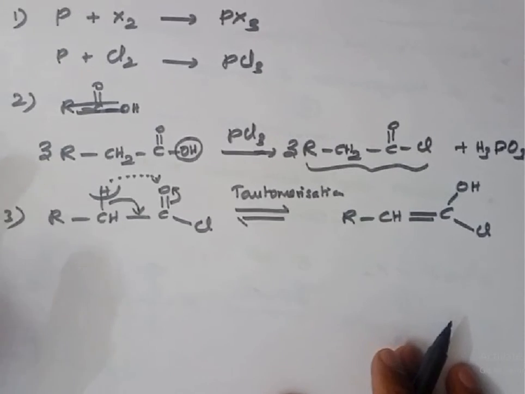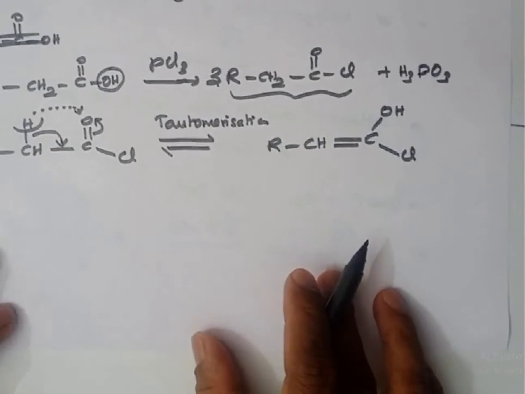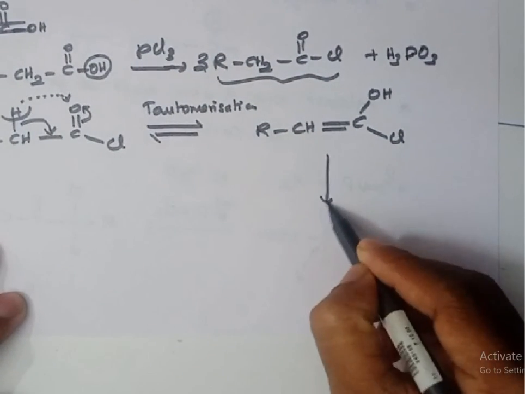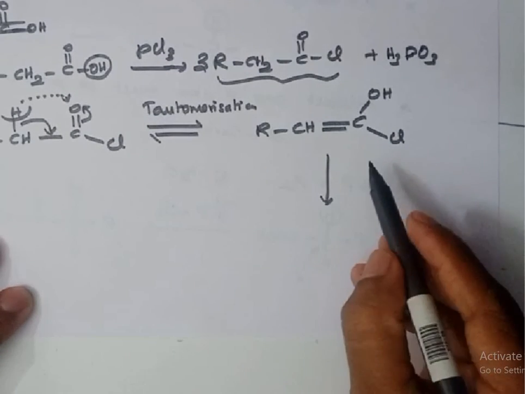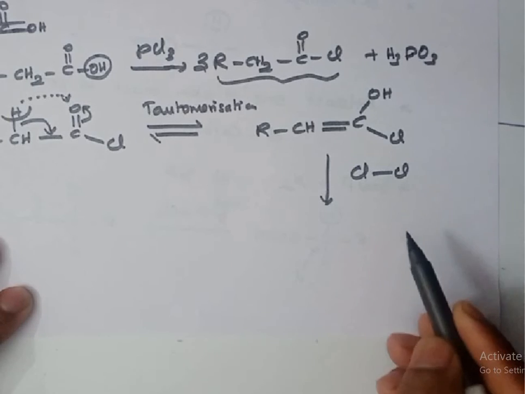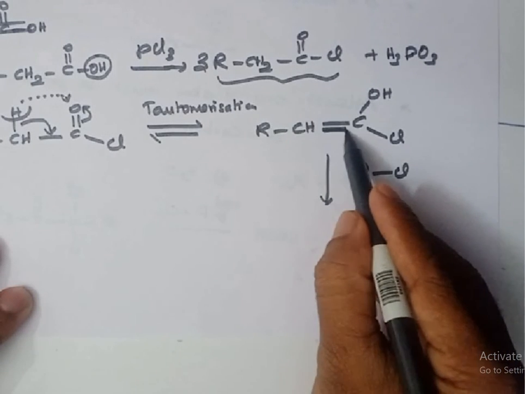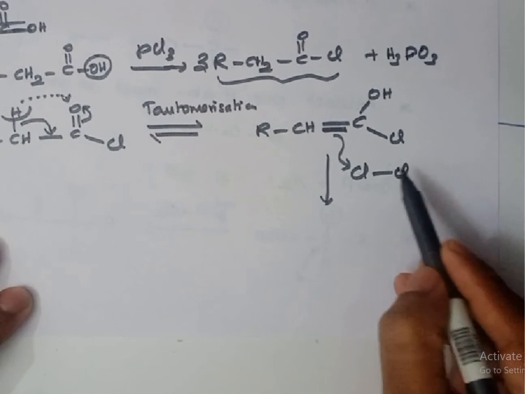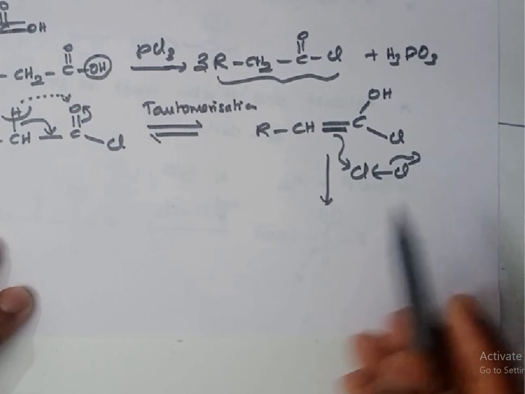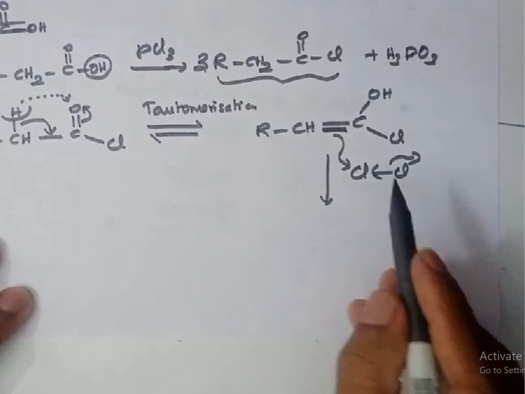Now to this we should add chlorine. I'll write here, to this we should add chlorine. This is an addition of halogen to alkene type of reaction, so we will add chlorine. So what will happen if you add chlorine? This pi bond will attack the chlorine, so one chlorine comes out as Cl minus.